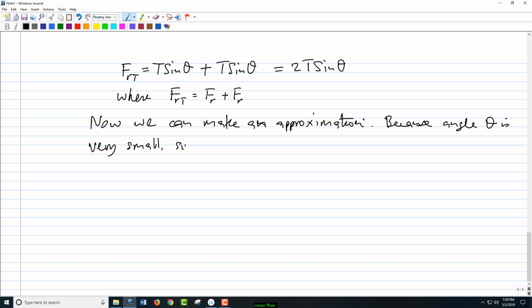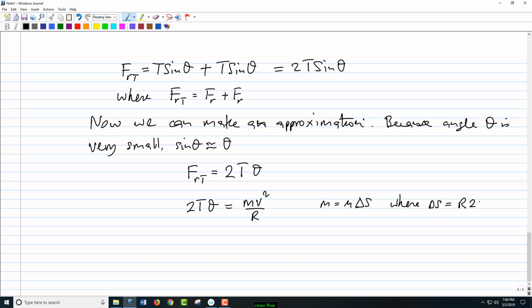So now the total centripetal force F subscript rt is equal to the sum of T sine theta on both sides of the segment. So that's equal to 2T sine theta. And I'm saying that F subscript rt, the total, is equal to Fr plus Fr for the radial force on both sides of the segment.